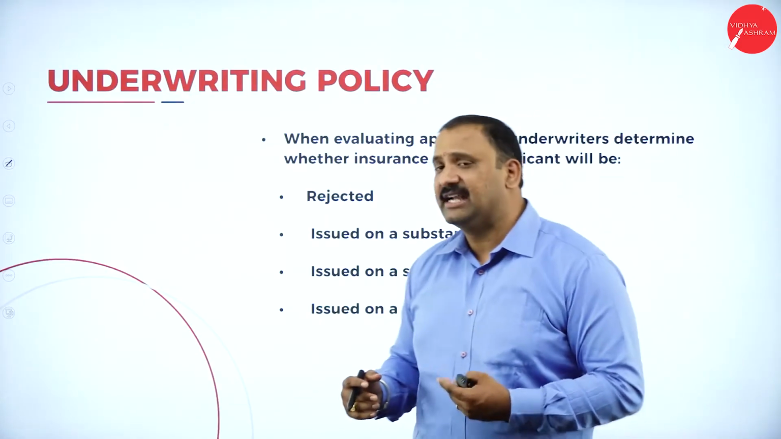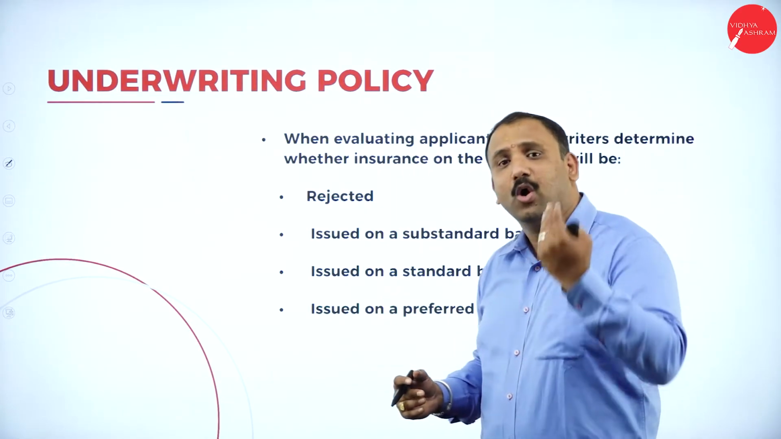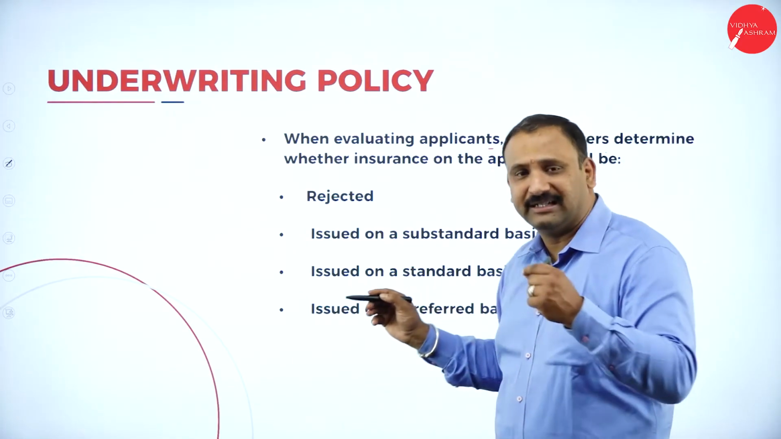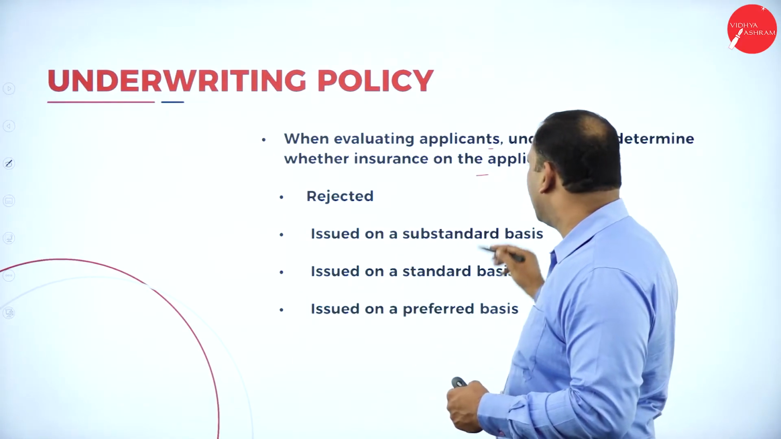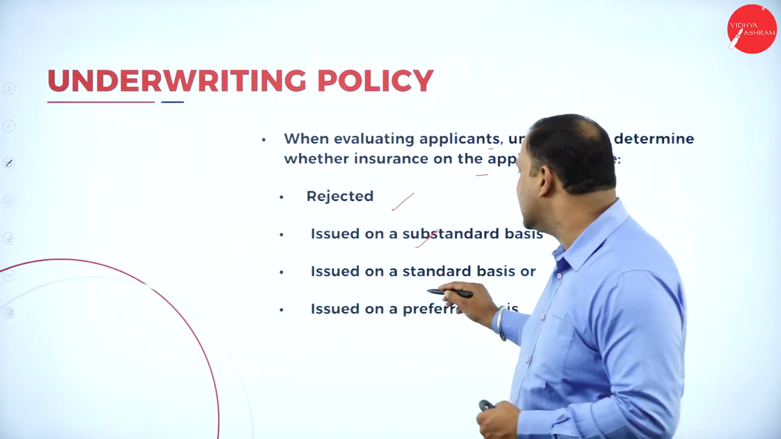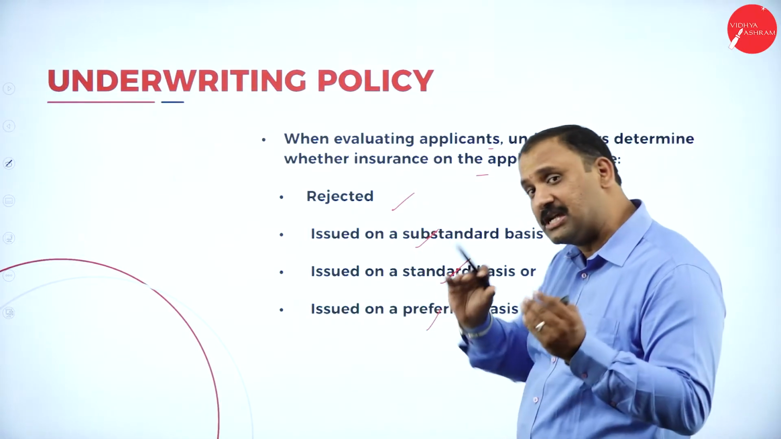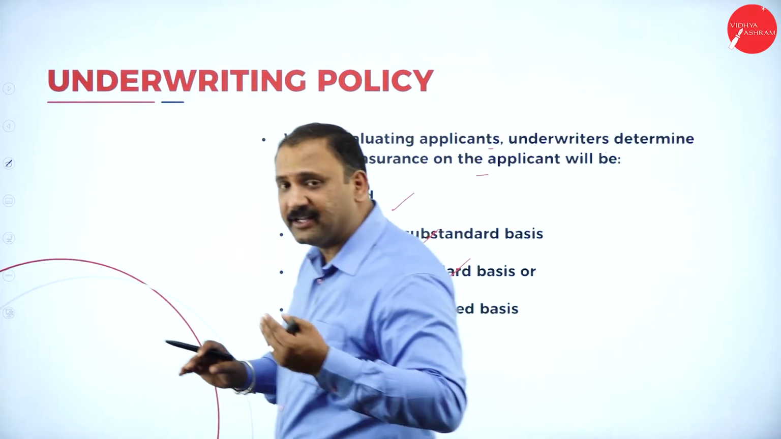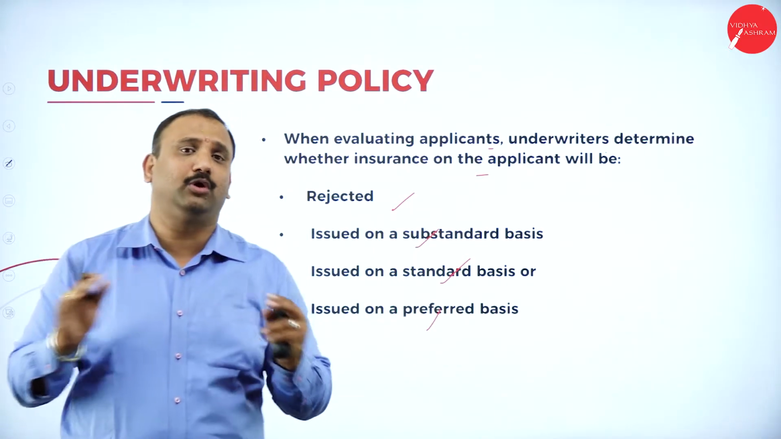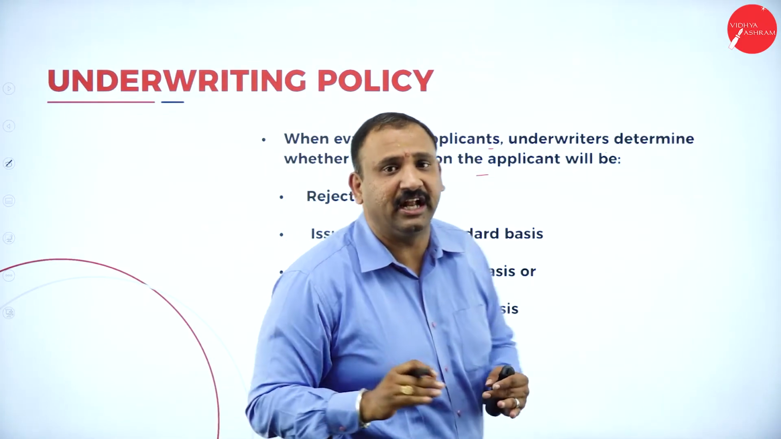The next thing is the underwriting policy. What is the underwriting policy? While evaluating applicants, underwriters will determine whether the insurance applicant will be rejected, issued on a substandard basis, issued on a standard basis, or on a preferred basis. Now look into the conditions. Either the underwriter can completely reject the proposal. I don't want to take the risk at all, so let's not give insurance to this person at all.